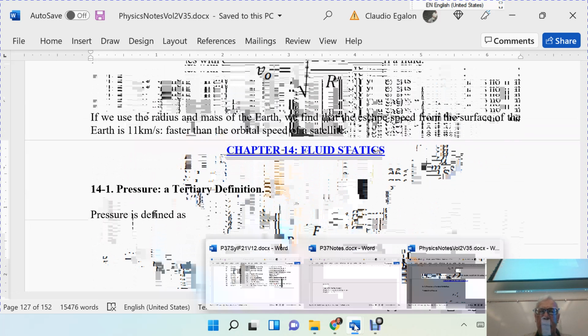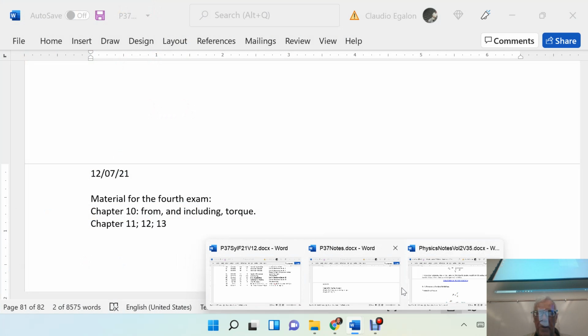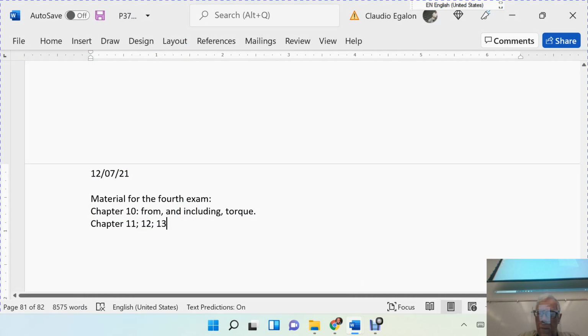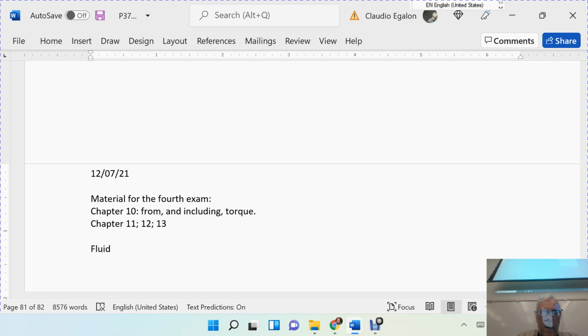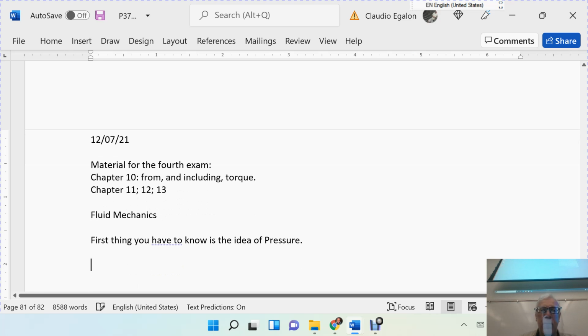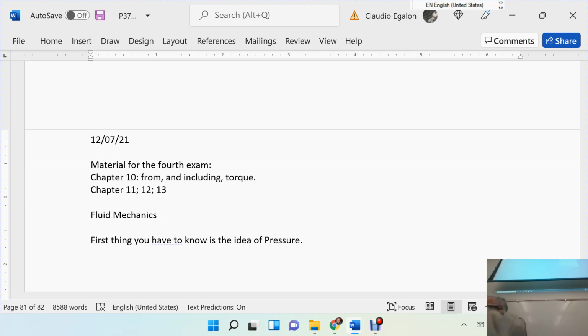Before we start talking about fluids, first we have to define an important parameter in fluid mechanics. First thing you have to know is the concept of pressure. I'm going to come up with a very simple way of defining pressure, and then we can extend that idea of pressure for other things.